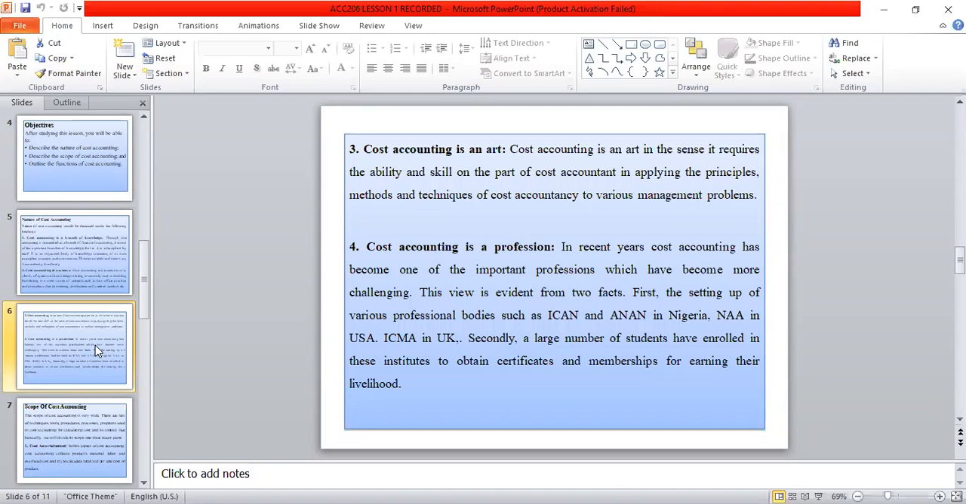Cost accounting could also be seen as a profession. In recent years, cost accounting has become one of the important professions which have become more challenging. This view can be seen in two major areas. First, organizations are setting up various professional bodies such as the Institute of Chartered Accountants of Nigeria, the ANAN, the National Association of Accountants in USA, and the Institute of Chartered Management Accountants in UK. Secondly, a large number of students have enrolled in these institutions to obtain certificates and membership that will earn them livelihood in future.